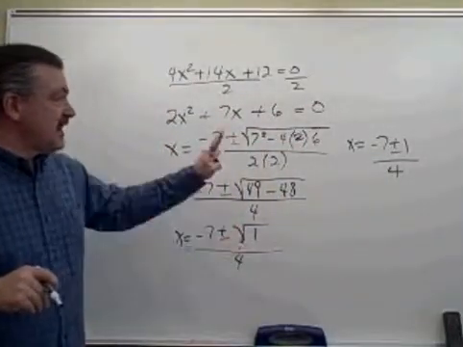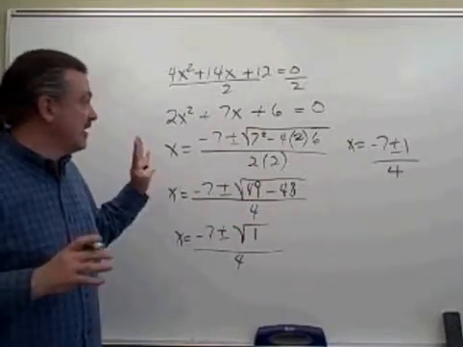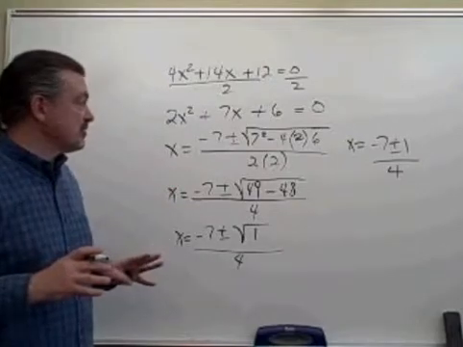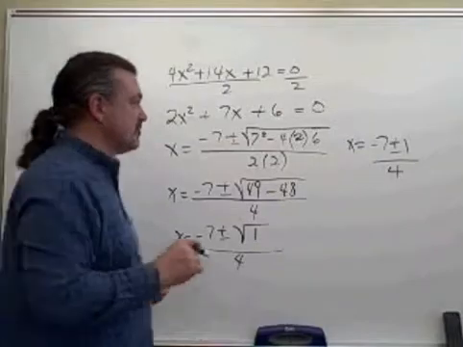Square root of 1 is 1. The radical expression is gone, which means I have solutions that are rational solutions. So I'll go ahead and finish out the arithmetic to find those 2 solutions.